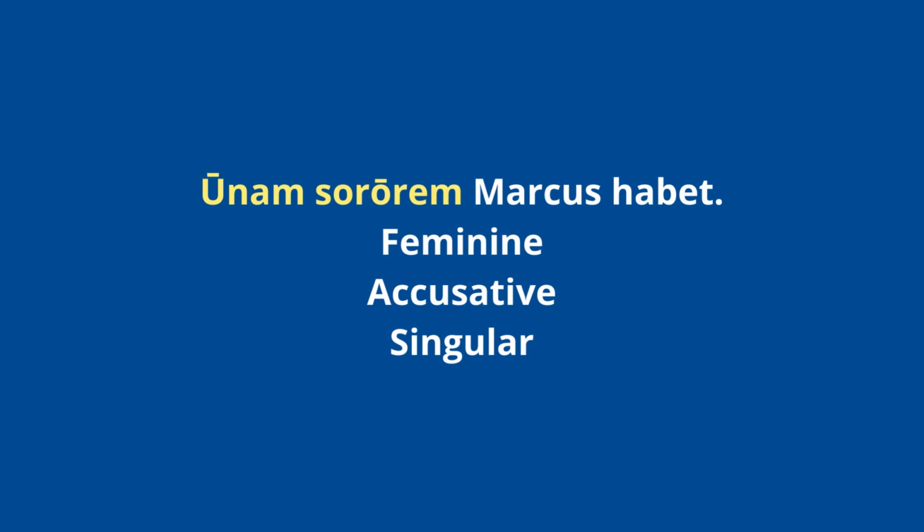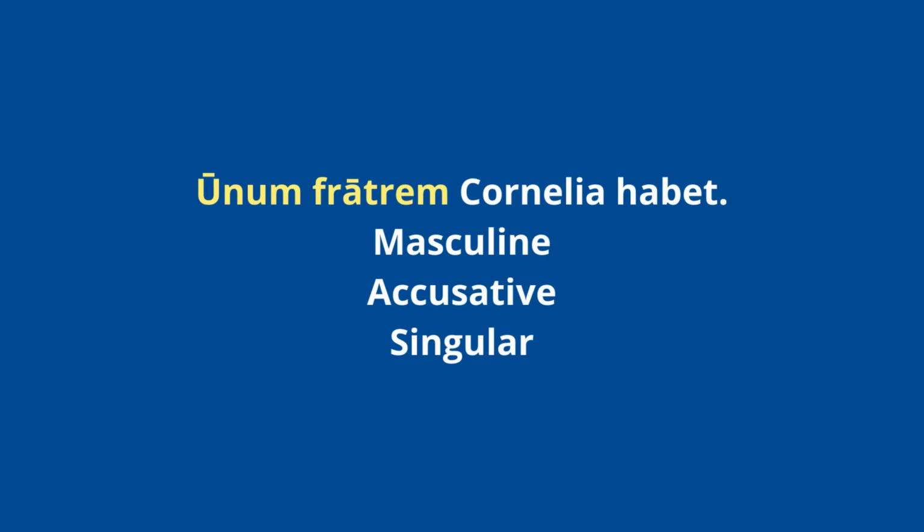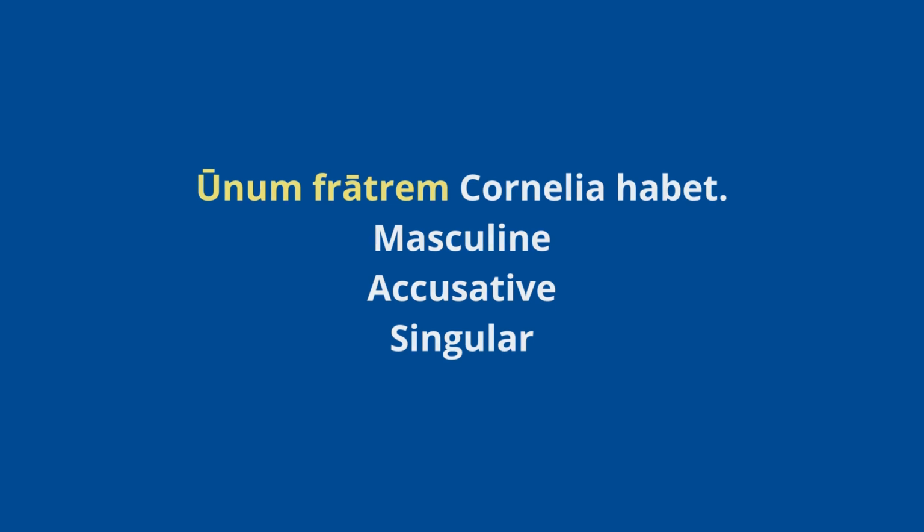So if I gave you, for instance, unam sororem Marcus habet, I'm saying Marcus has one sister. Because sister is feminine accusative singular, I had to use the feminine accusative singular form of one, which would be unam. That's different from saying unum fratrem Cornelia habet, because now I'm saying Cornelia has one brother. I changed it from a sister to a brother, and now I need the masculine form with the number one. So it went from unam with an am to unum with a um. That's because it needed to be masculine.